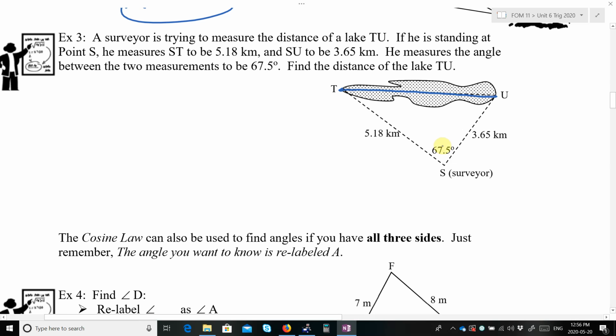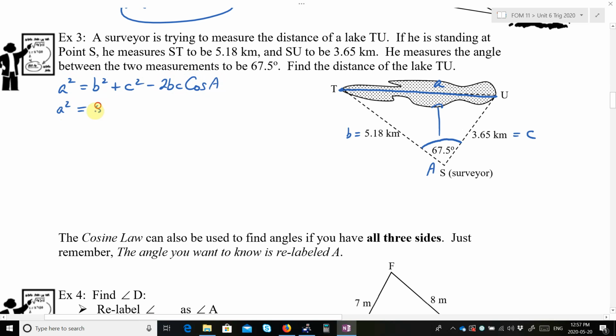Okay, so remember how they say whatever angle you know or you want to know, relabel that as A. We know that angle, so we'll call it A, which means the side across from it is little a. And then B and C, we can label like so. If we want the distance of the lake from T to U, that is little a, and in the formula it is by itself. In the formula, a squared equals b squared plus c squared minus 2bc cos A.